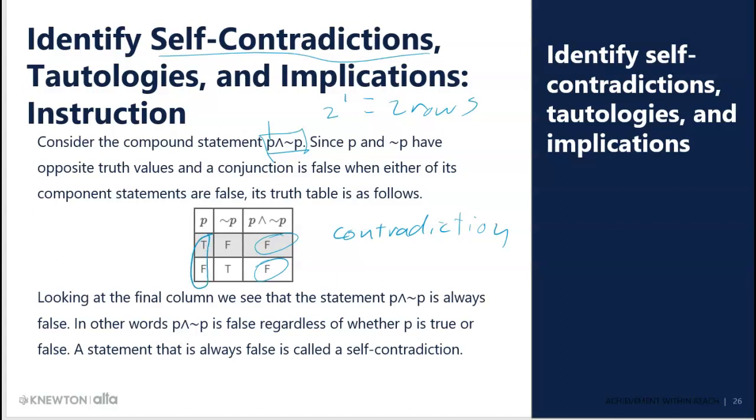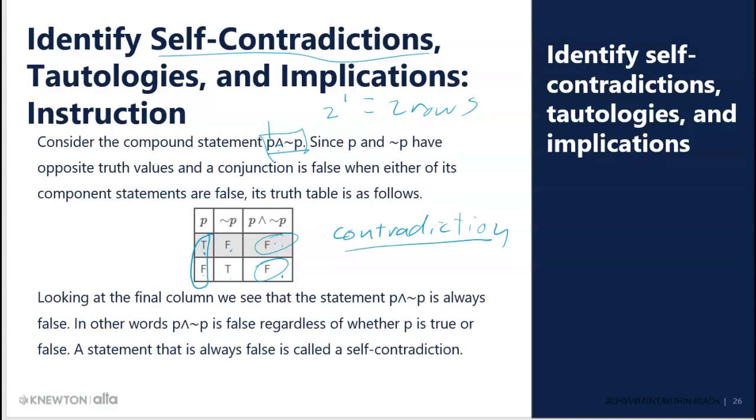So I'm doing P and, remember this is the symbol for and, you draw a line across it, so it's a conjunction, P and not P. The rule for and is that both the left and the right have to be true for this statement taken as a whole to be true. In the first row, the left is true and the right is false. In the second row, the left is false and the right is true. So both cases come out false. We call that a contradiction.